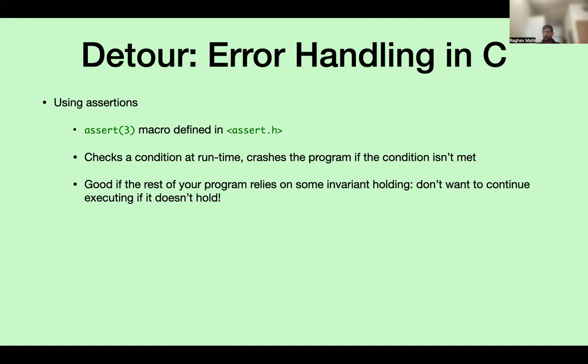This is good for debugging, I guess. If the rest of your program relies on some invariant being true, for example, if you call malloc, you expect the pointer returned from malloc to not be null. The rest of your program assumes that the pointer returned from malloc is not going to be null. So you can assert that the pointer returned from malloc is not null. And that way, if it is, the program will just crash, right? Crashing is good. We want things to crash when things are wrong, because if they don't crash, that means our program is running in some undefined state, and that's bad, right? So we can use assert to make sure that that doesn't happen.